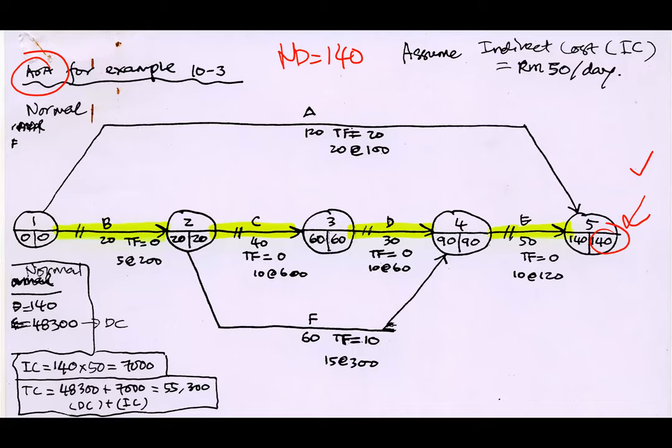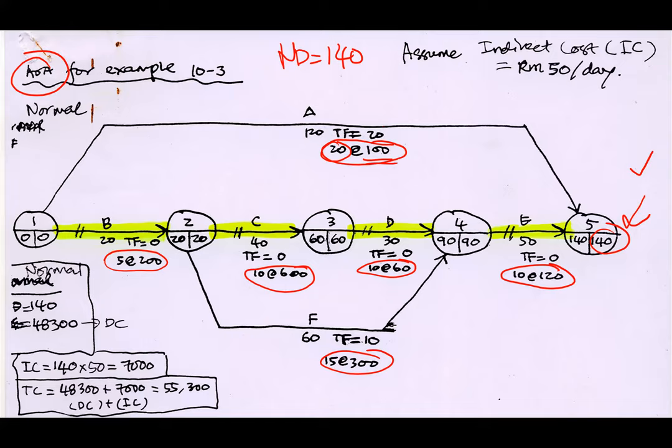Okay, for this one, activity A: 20 days that we can crash, and 100 ringgit per day. This is what we call cost slope. You can calculate the cost slope using that formula for each of the activities. So you indicate this one so that you will not forget, okay? And from this one, you already know which one is basically the lowest cost slope, okay?